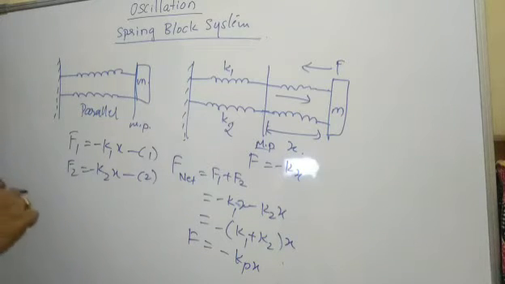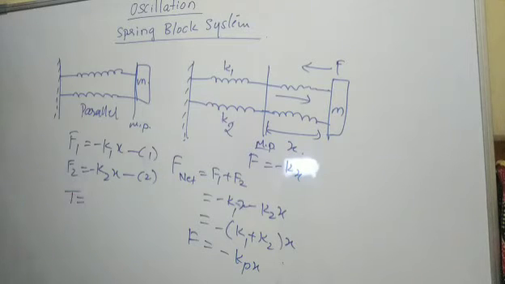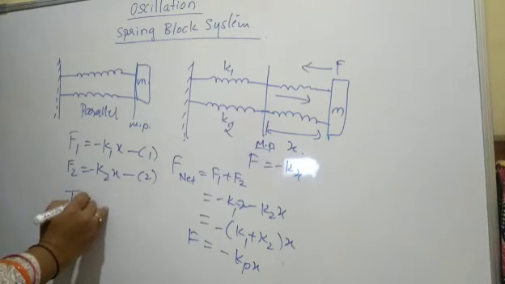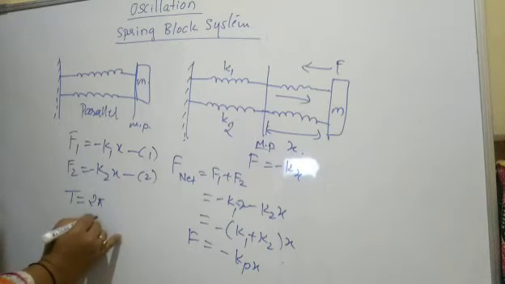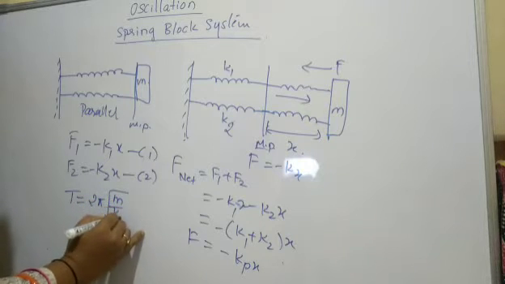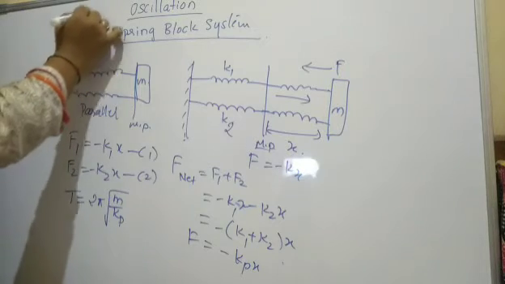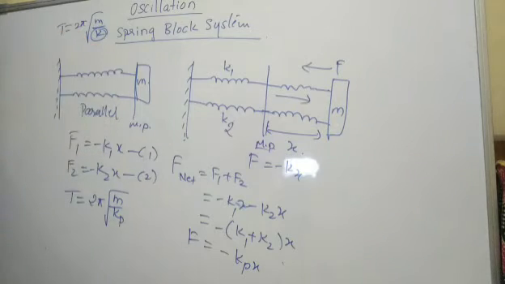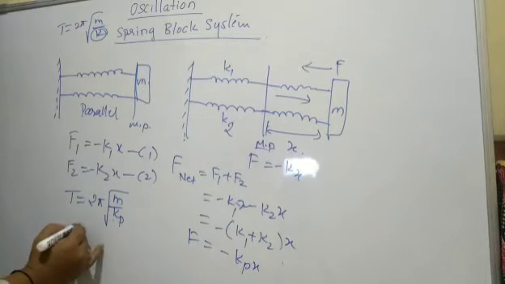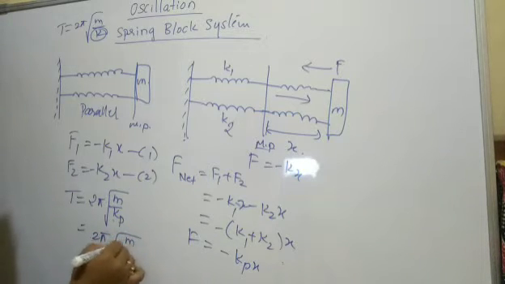Now we'll go ahead and find the time period, which is the same as the time period of a particle executing simple harmonic motion. Now t is equal to 2 pi root of m by Kp. We can write directly: time period is equal to 2 pi root of m by k. In place of k, I am writing the effective spring constant Kp here. So that is 2 pi root of m by K1 plus K2.